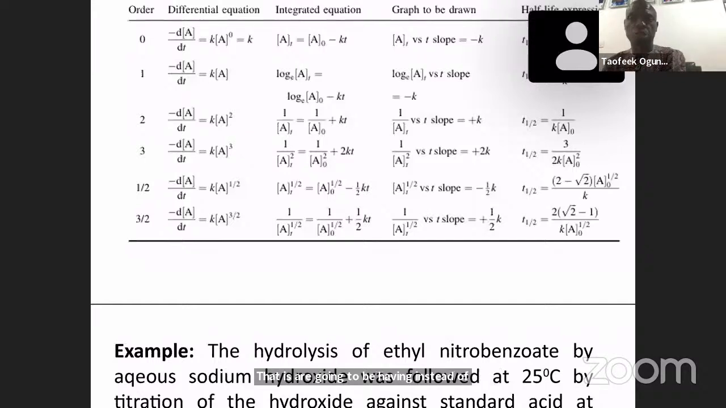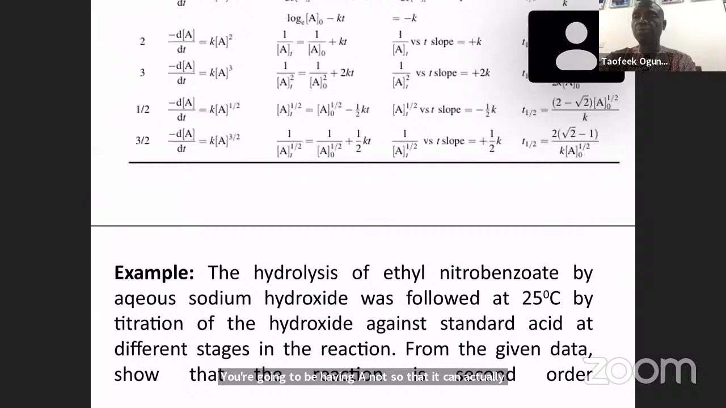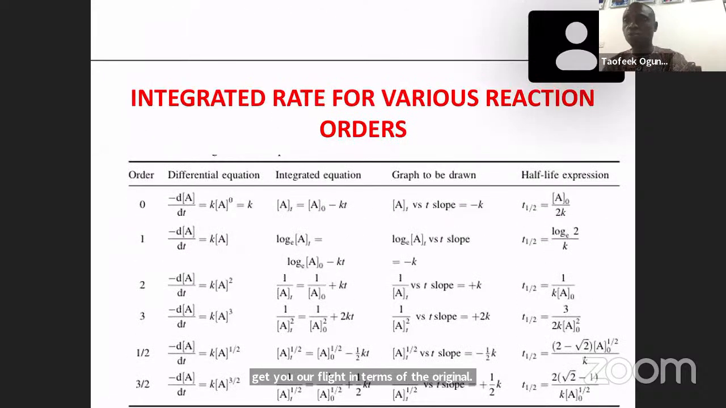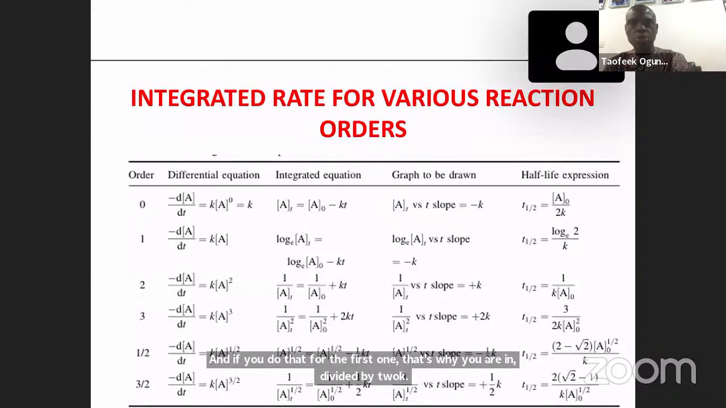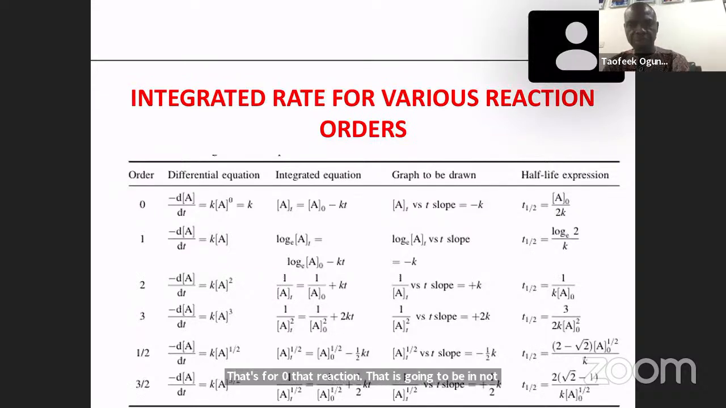You're going to be having A0 so that you can actually get your half-life in terms of the original concentration, if it is possible. And if you do that for the first one, that's why you have A0 divided by 2K. That's for zero order reaction. Because for zero order reaction, A0 divided by 2 is equal to A0 minus KT. That will give you A0 divided by 2K, because you are going to be making the T in that equation the subject of the formula.